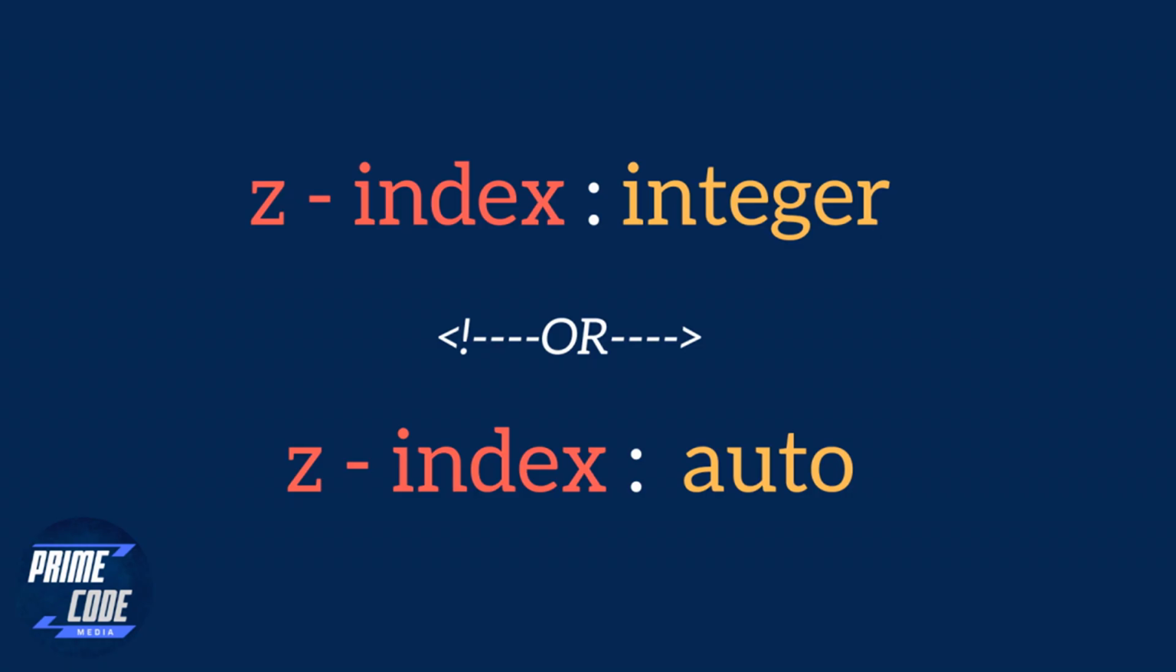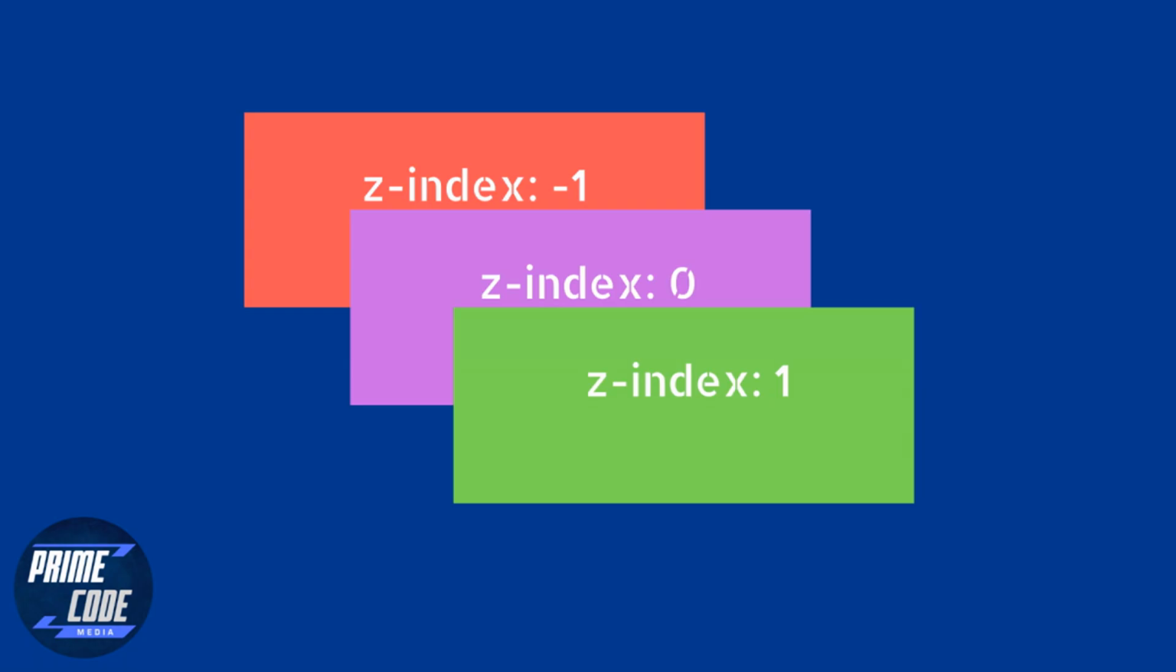Here's the syntax for specifying the CSS Z index property. The property can be specified with an integer value, which will either be positive, 0, or negative. The element with a large Z index value will appear on top.